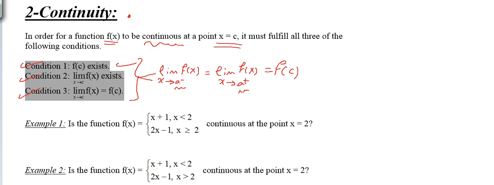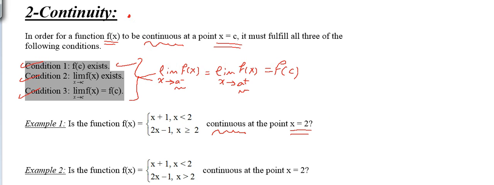Let's see what we have here. Example 1 is the function f of x, a piecewise function: x plus 1 when x is less than or equal to 2, and 2x minus 1 if x is greater than or equal to 2. Is it continuous at the point x equals 2? Let's see. First, does f of 2 exist?